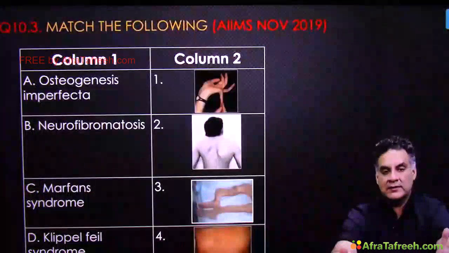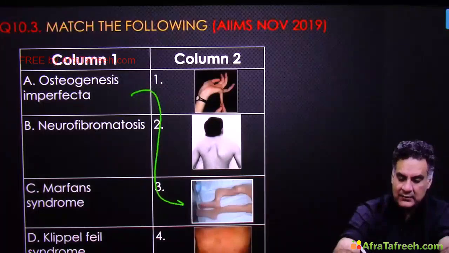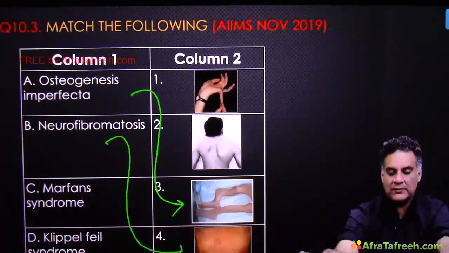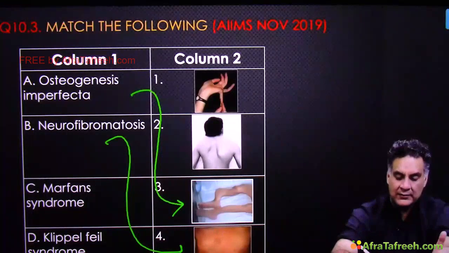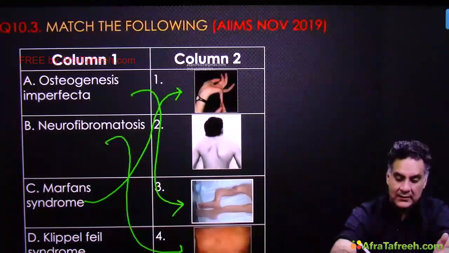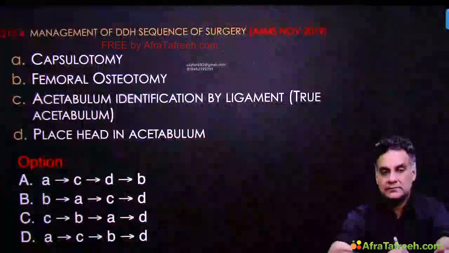Match the following. Osteogenesis imperfecta: multiple fractures will be there. Neurofibromatosis: coffee colored spots will be there. Marfan syndrome: hyperlaxity will be there. Klippel-Feil syndrome: short webbed neck will be there.